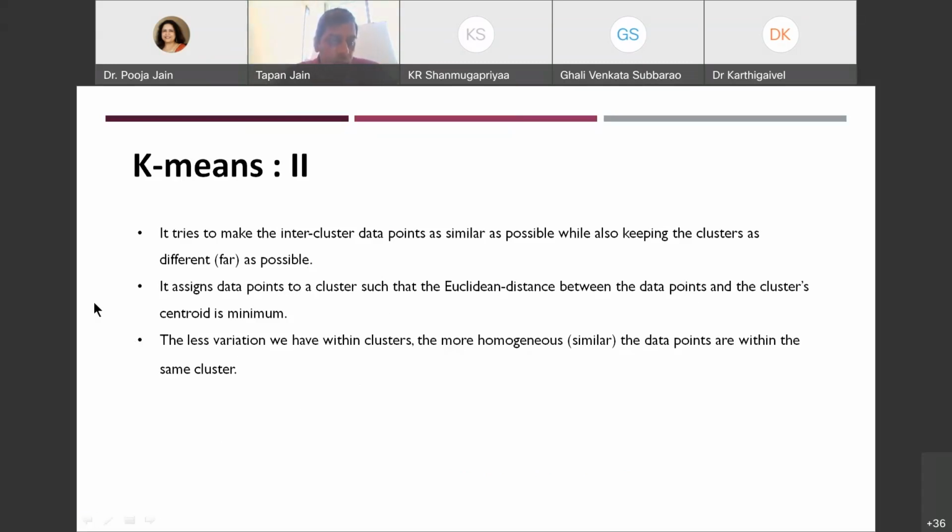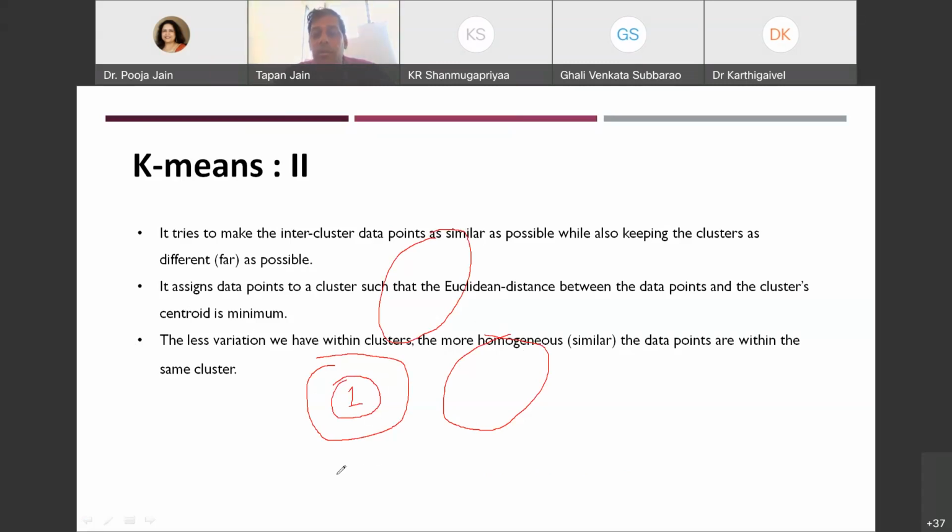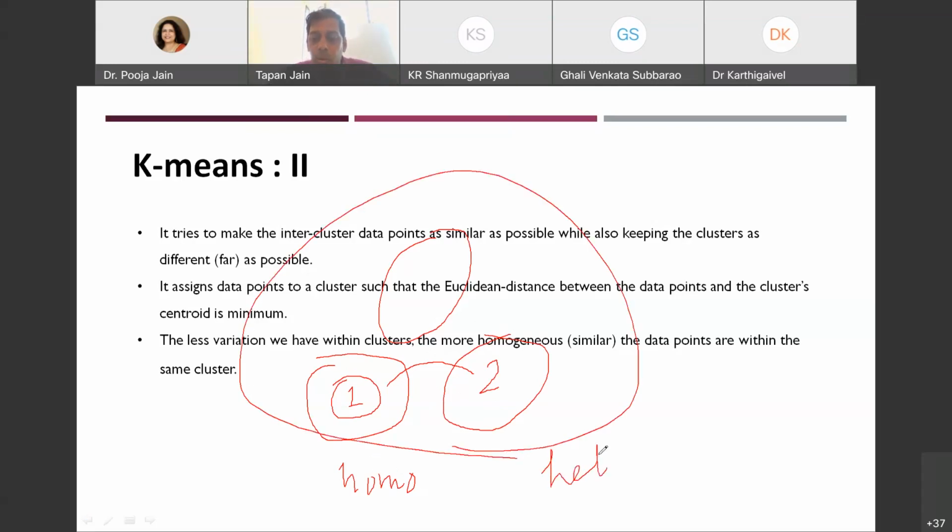So I can say this is my cluster one, this is my cluster two, this is my cluster three. All the data points in cluster number one are similar. Similar means homogeneous. But if you compare the data points of cluster number two to one, they are entirely different. Entirely different means this particular set forms heterogeneity. So within the cluster it is homogeneous, and outside the cluster it behaves as heterogeneous. Just keep that in mind.